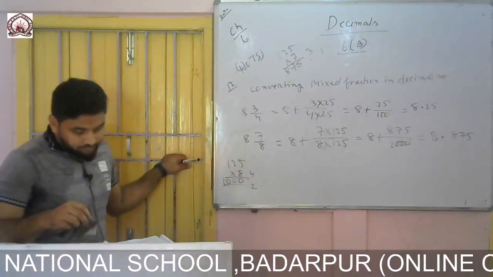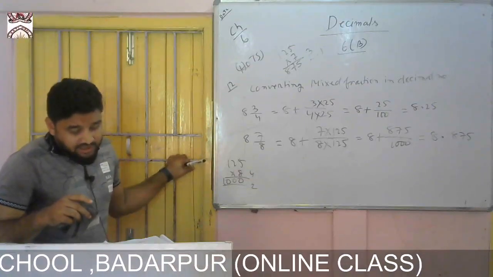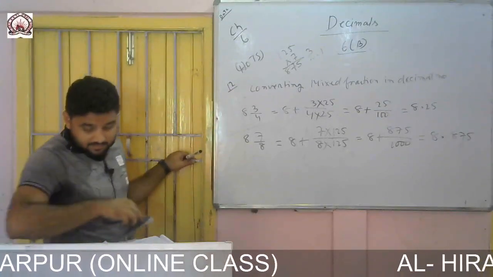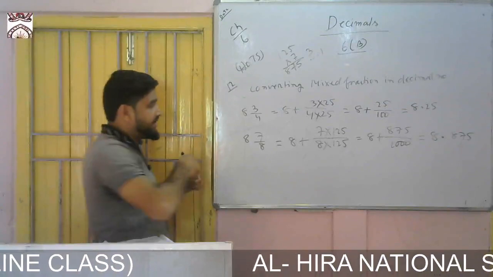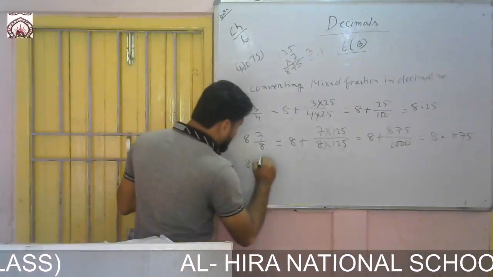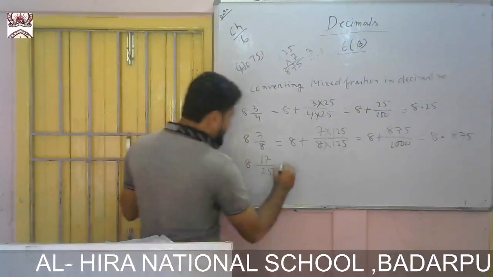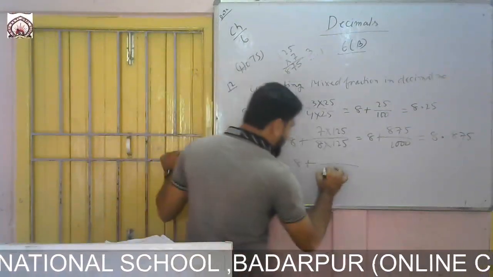8.875. Now what? 8 17 by 25. Okay. 8, 17 by what? 25. So do like this: 8 plus, like this, 25 you write.